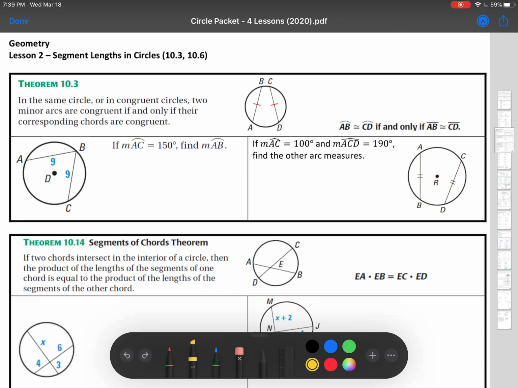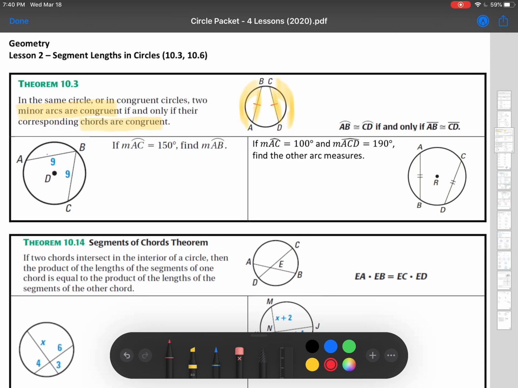Lesson 2 is about some lengths of some segments in our circles, so chords and secants and tangents. The first theorem says that in the same circle, or if you had two congruent circles, two minor arcs are congruent if and only if their corresponding chords are congruent. So this picture shows that we have two chords that are the same length, which means that the measures of these arcs would be the same. And so this first example is one kind of like that.